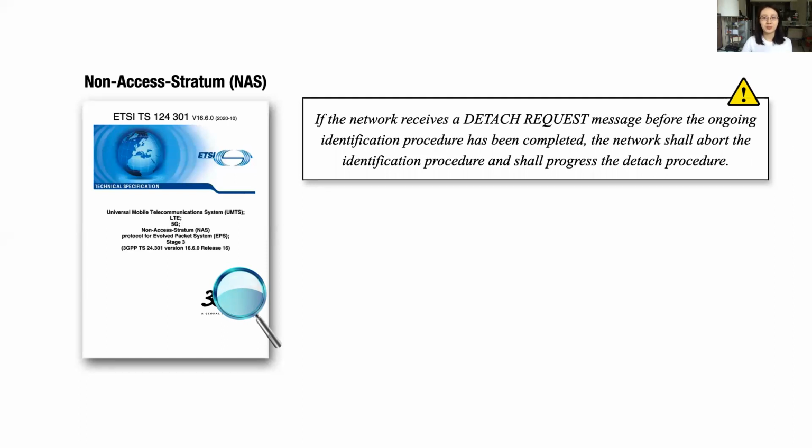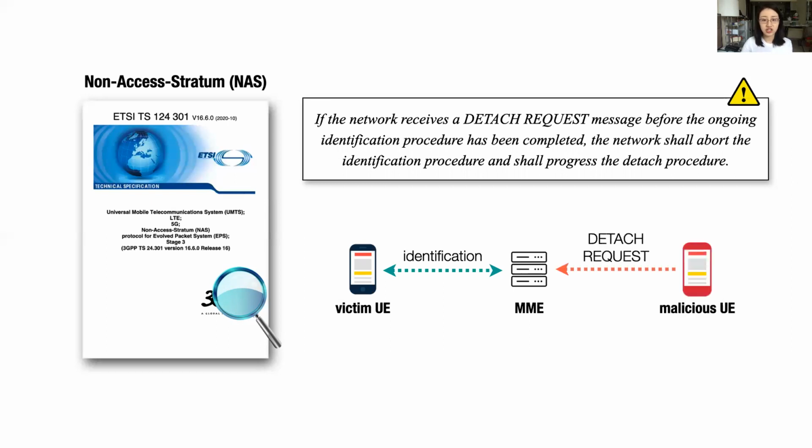So we want to know what happens when the victim UE and the network are performing an identification procedure. During this period, if the network receives a detach request message from a malicious UE who spoofs the victim UE with its identity, we're curious whether the network will remember to authenticate the malicious UE, or just follow the short description to perform the risky operation of aborting the identification procedure with the victim UE.